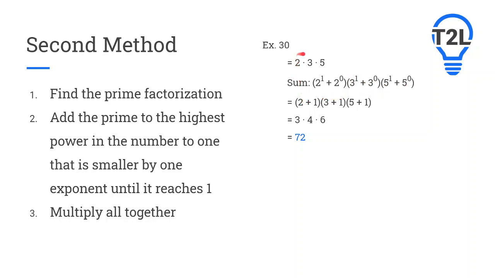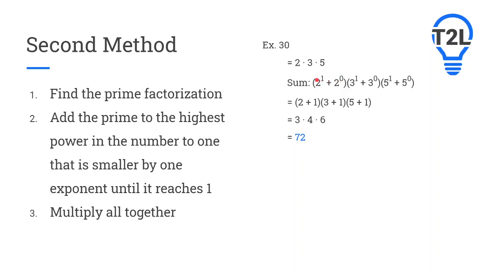Now let's say this was 2 squared. Then you would start off with 2 squared, plus 2 to the first power, plus 2 to the 0. So you're just going in descending order by the powers. And yeah, that's how I like to think of it.